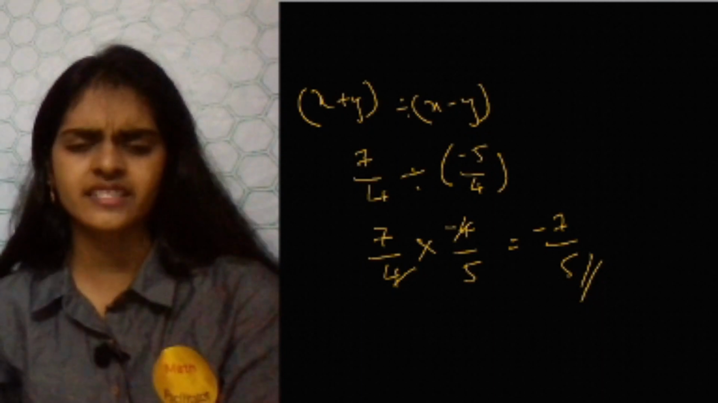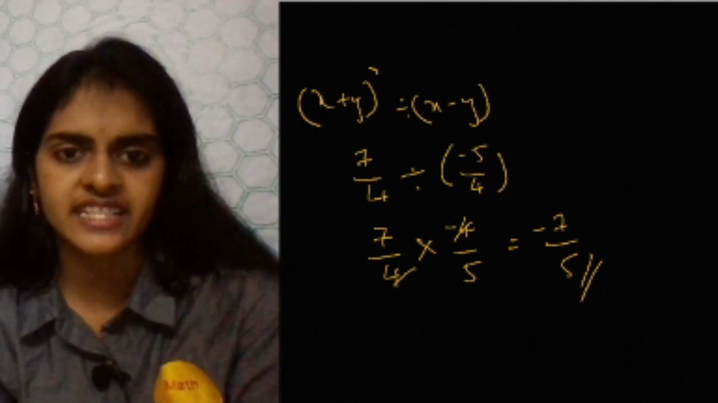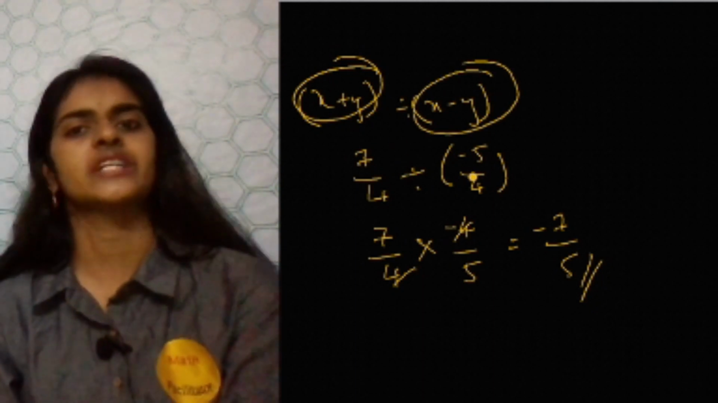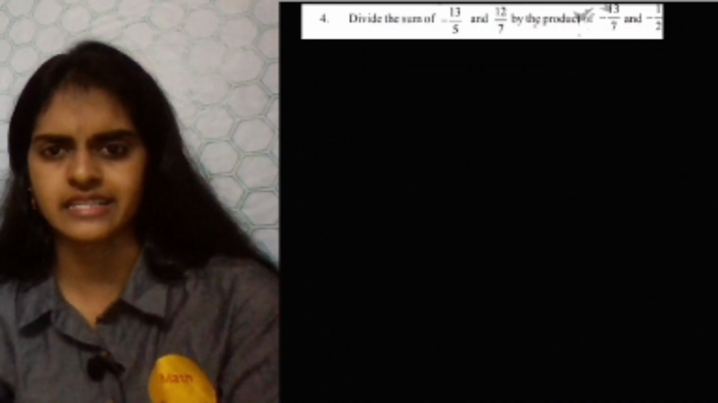Clear? Very simple, right? Simply you have to substitute the value of x and y, and first you will find this value x plus y, then you will find x minus y, then you will substitute here in the given question. Okay, so very simple fractions these are.